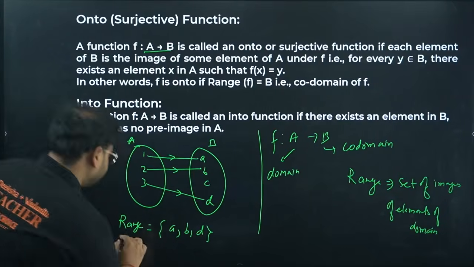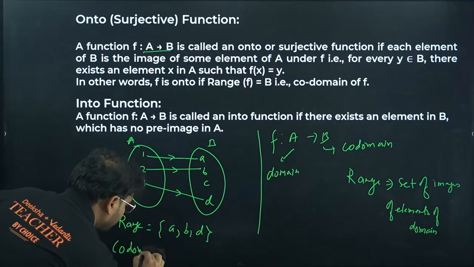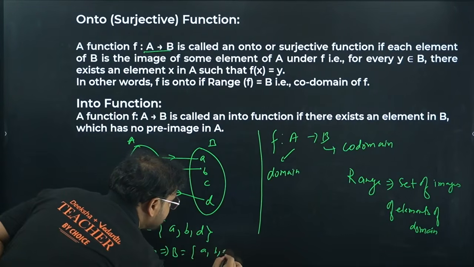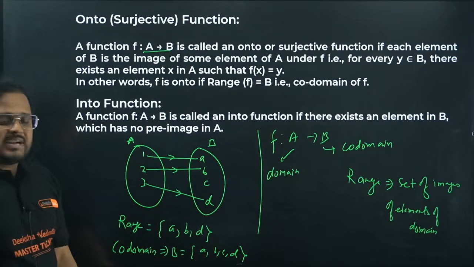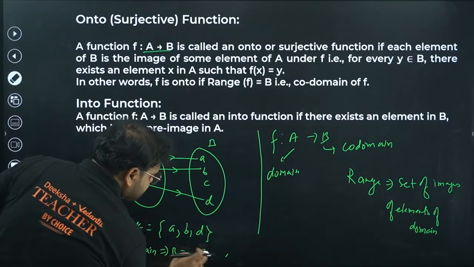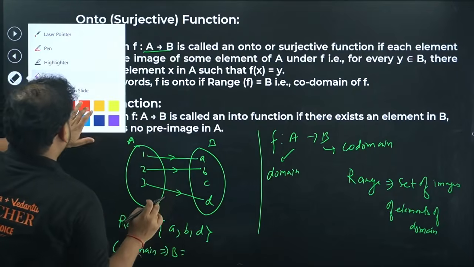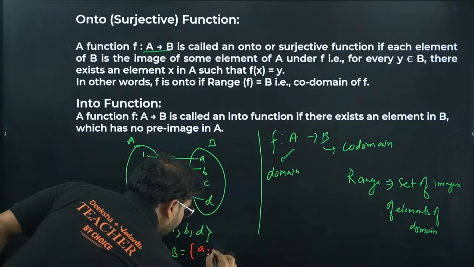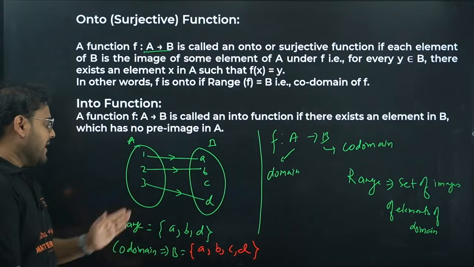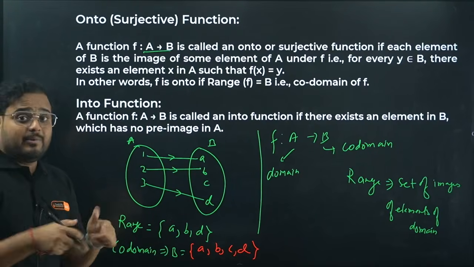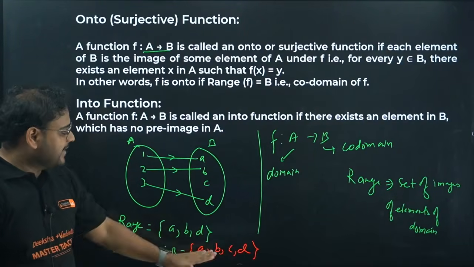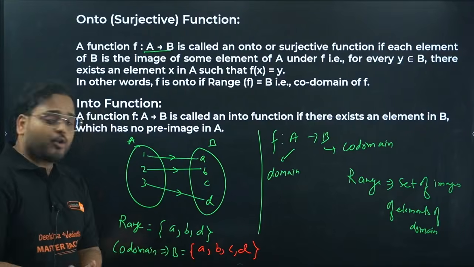What is the codomain here? Sir, codomain you said, set B. Set B is A, B, C, D. Right? Not visible. Let me rewrite that. A, B, C, D is your codomain and A, B, D is your range. The elements A, B, D are your range. The range is here. The codomain is here.